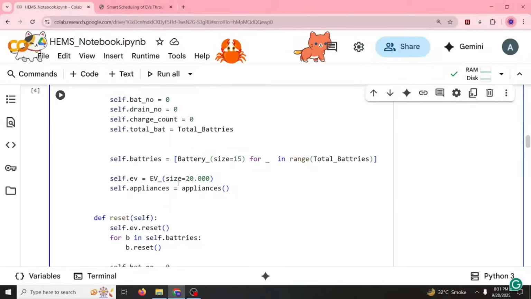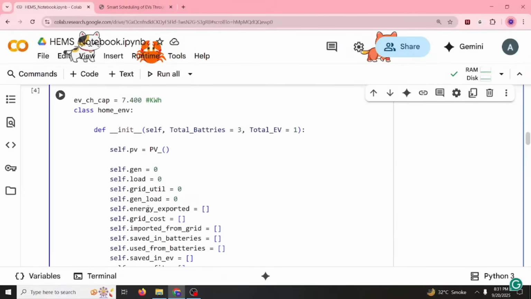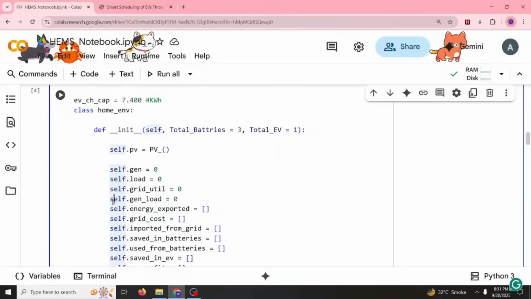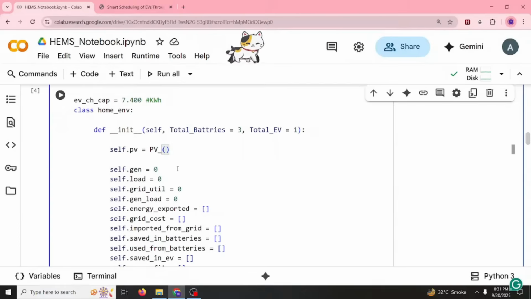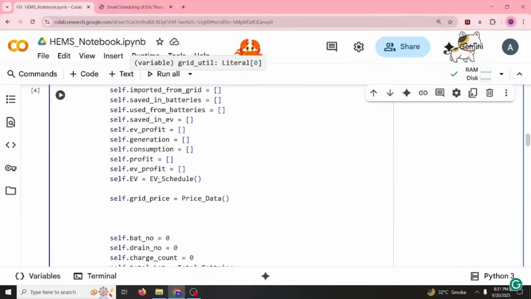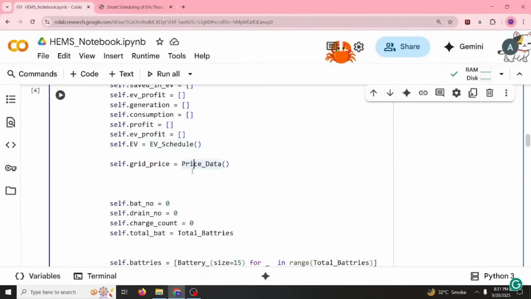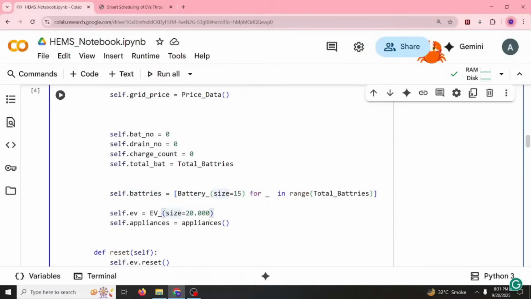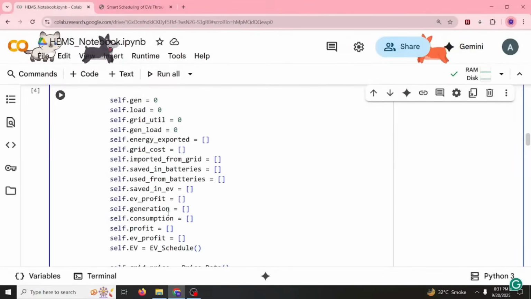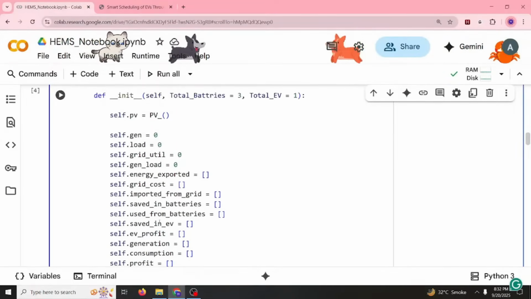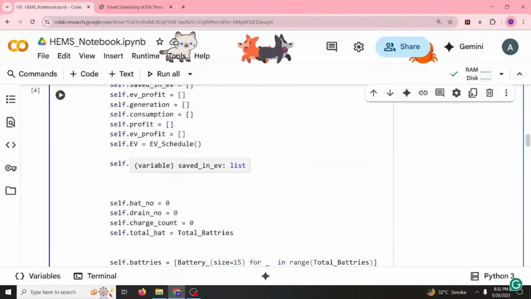So let us come to the models with so many variables here. We will just keep an eye on the major variables. Other variables are either to control the flows or to just log the history of different things. The names are kept clear so that we can understand exactly what it is. So we have just made an instance of the PV, so our solar is in our home. Then we have this EV schedule, price data, batteries, EV and appliances. Everything that we have defined here is now in our overall home model. Other models we will be seeing further on.